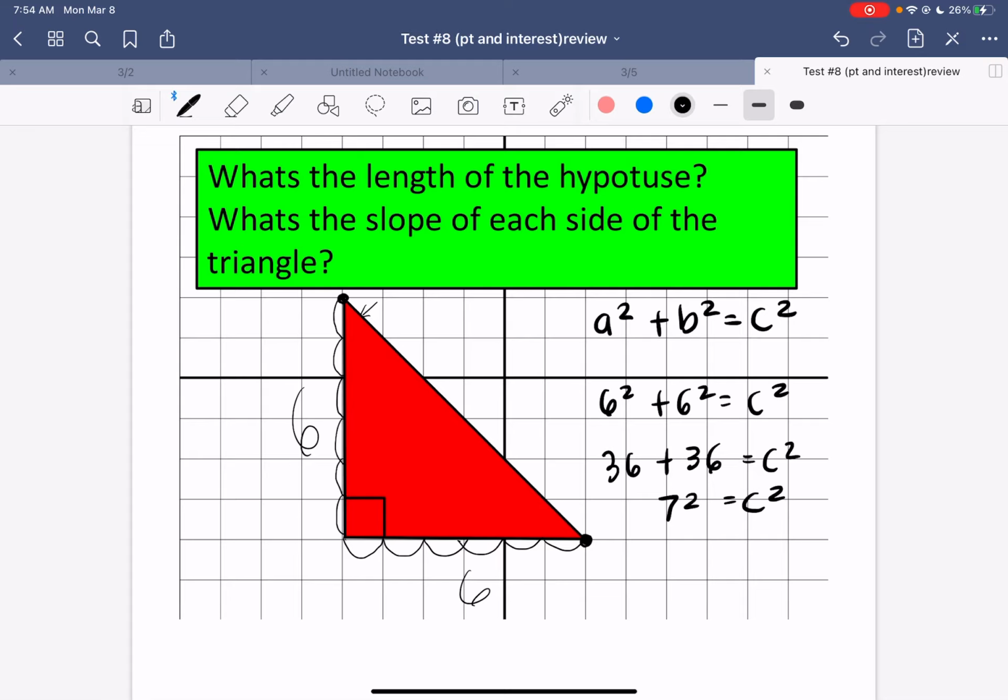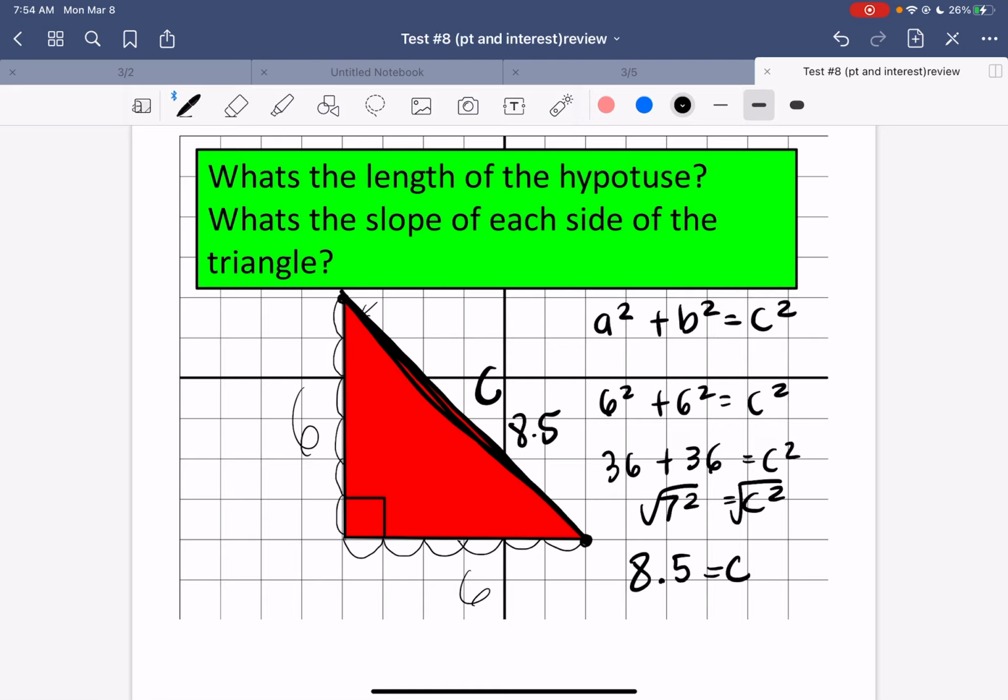And again, we're just looking for the length of c. We're not looking for c squared. So we're going to have to take the square root of both sides. And that will simplify to 8.48. So I'm going to go ahead and round that to 8.5. So that gives us the length. So this here, the length is c, 8.5.